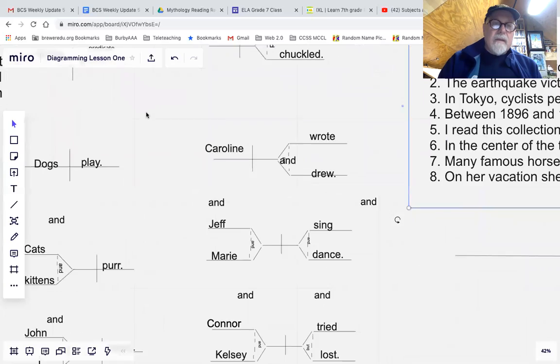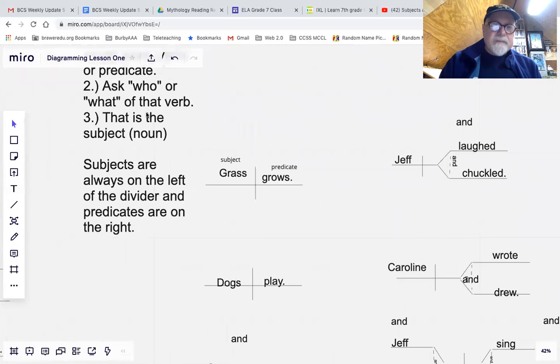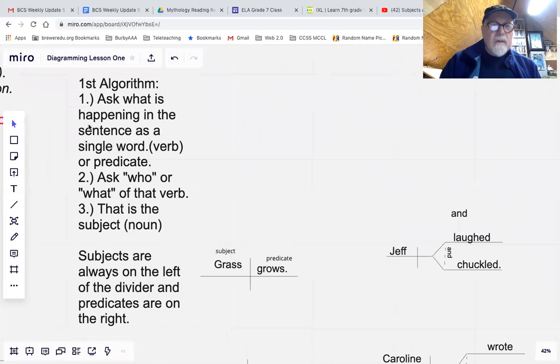So again, to remind you how to do all of this, the first thing you're going to do is ask what is happening in the sentence as a single word, and then all the words that go with that are the complete predicate. Then you're going to ask who or what of the verb, and all the words that go with that are the complete subject.